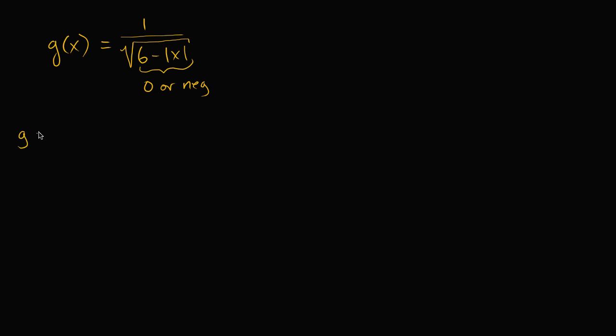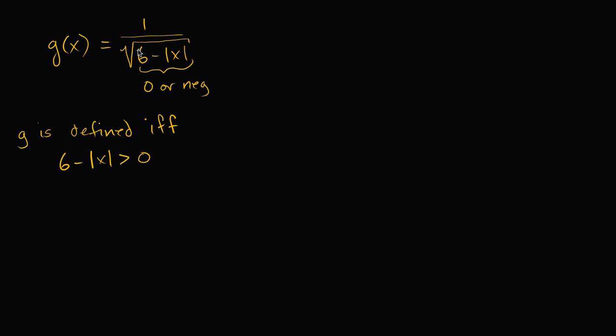So g is defined if, and maybe I could write, if and only if. Sometimes people write if and only if with two f's right there. g is defined if and only if, this is kind of a mathy way of saying it, 6 minus the absolute value of x is greater than 0. It has to be positive.